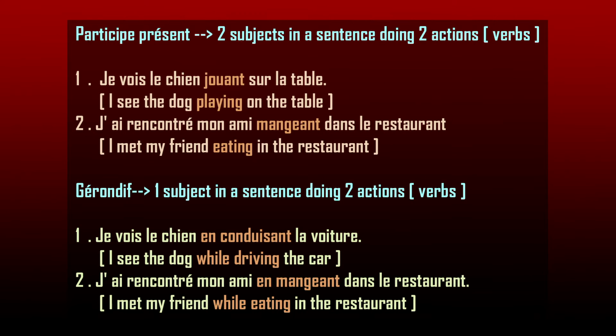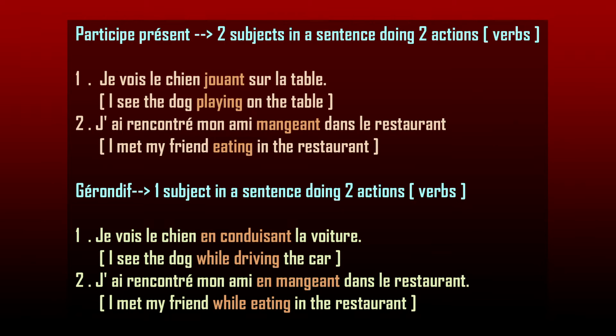When do we use the present participle? Participe présent and le gérondif. Participe présent is used when in a sentence there are two subjects and two actions. Example 1. Je vois le chien jouant sur la table. I see the dog playing on the table.